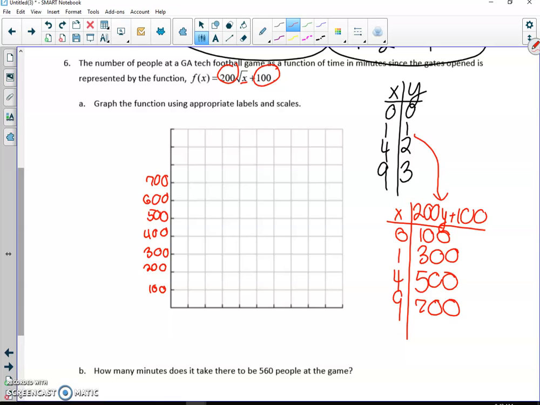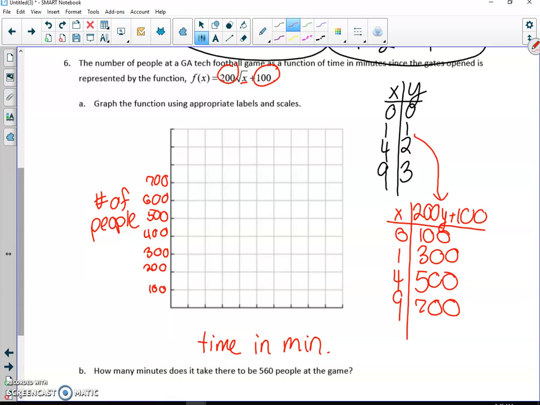So remember, time is always going to be our x, okay? And then whatever else is going to be our y. So in this case, we have number of people in a football game as a function of time. And so the time in minutes is going to go down here. I'll just go ahead and label that time in minutes. And then on the other axis, we're going to have number of people. Okay? So make sure to label that.